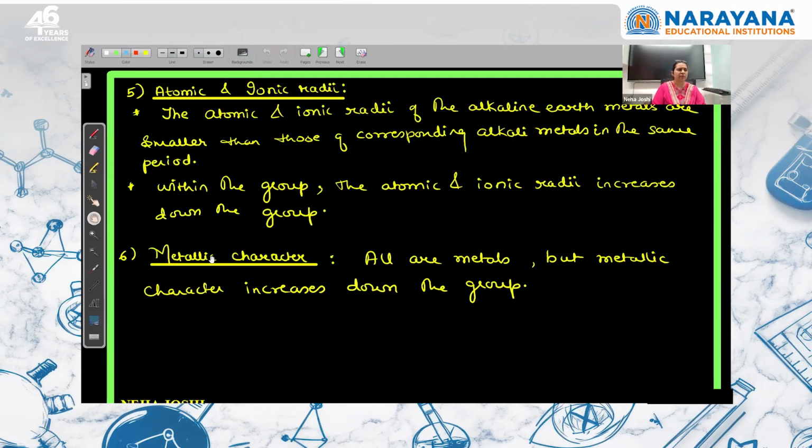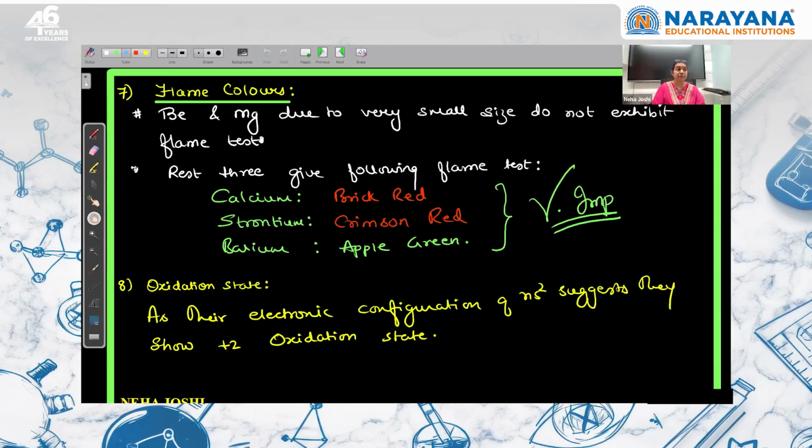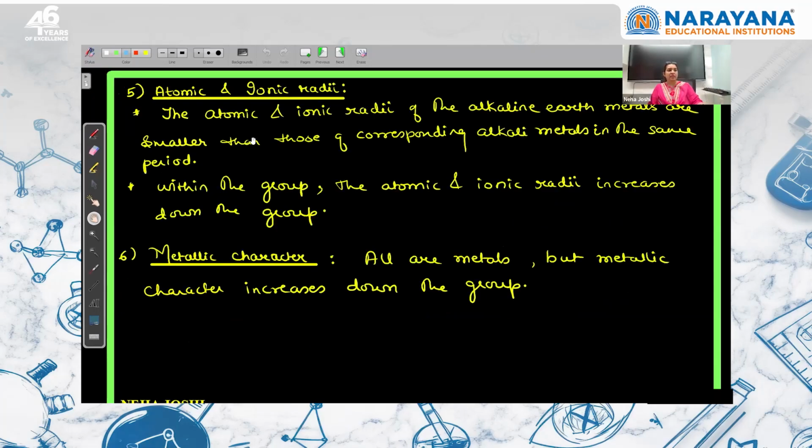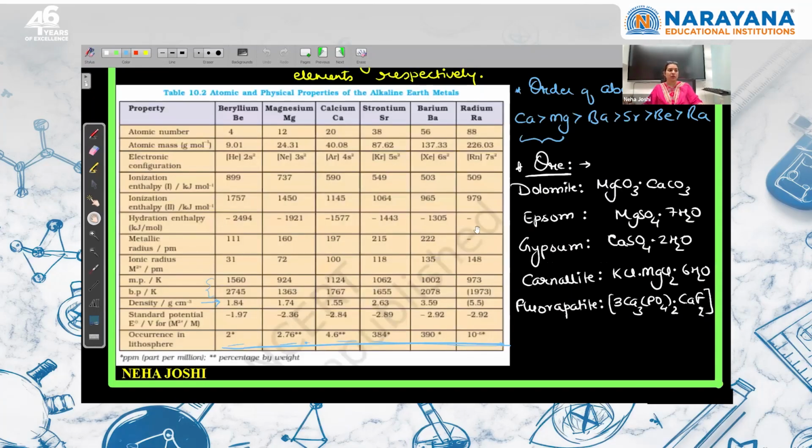Metallic character: all are metals, but metallic character will increase down the group. Flame color is very, very important. Beryllium and magnesium, due to small size, high energy will be required to excite the outermost electron, which is not achieved in the given flame test condition. So they do not give flame test. Rest all, calcium, strontium, and barium, those three give. Again, please exclude radium in general in our conversations as it is radioactive. So we won't talk of it much.